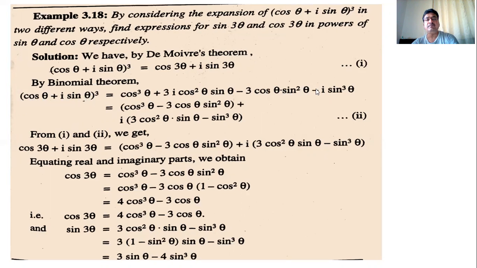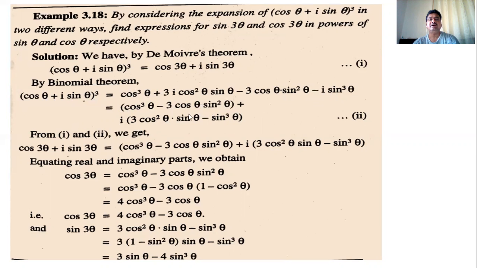And what is i cube? It is i square into i, and i square is minus 1. So we have minus i sin cube theta. In the next step, write plus i cube sin cube theta, and then write i cube as minus i, because i cube is i square into i, and i square is minus 1. So this is the expansion of (cos theta plus i sin theta) raised to 3 by using the binomial theorem.